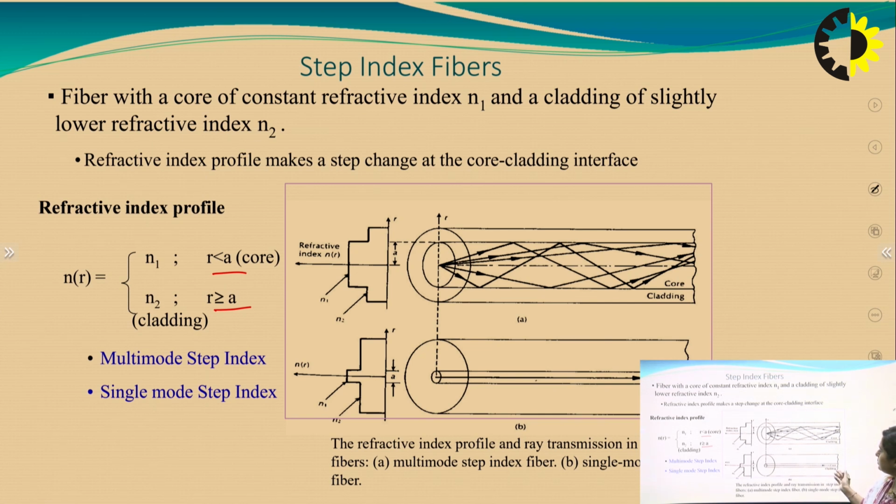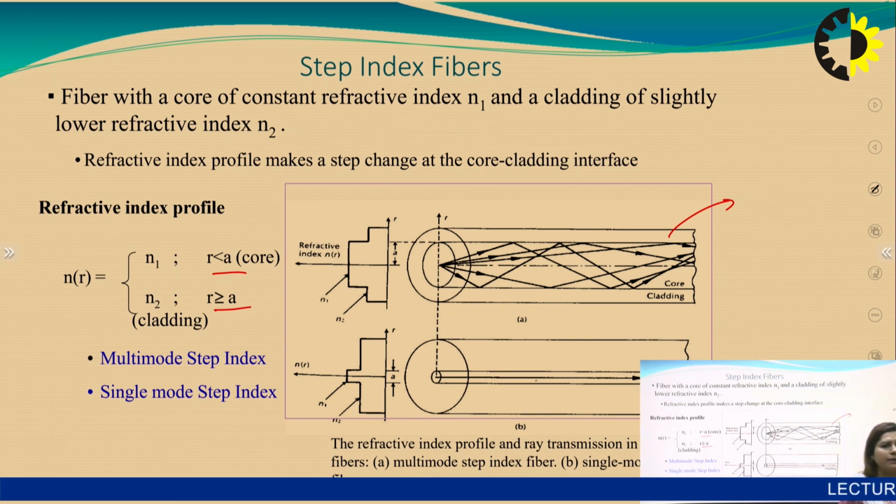In single mode, there is only one mode. In multi-mode, there are multiple modes traveling inside the fiber. So this multi-mode fiber has different types of attenuation. We will see in the later slides or later lectures that it has much more dispersion as compared to single mode fibers.